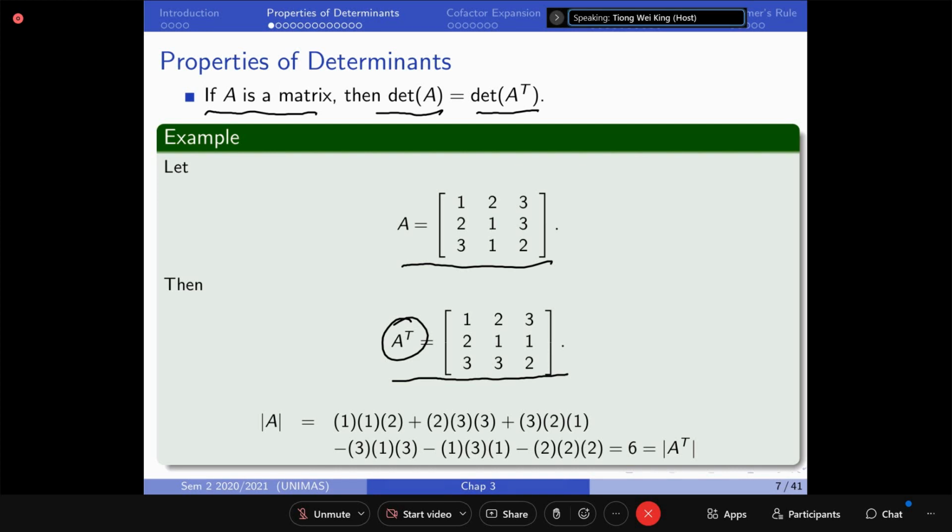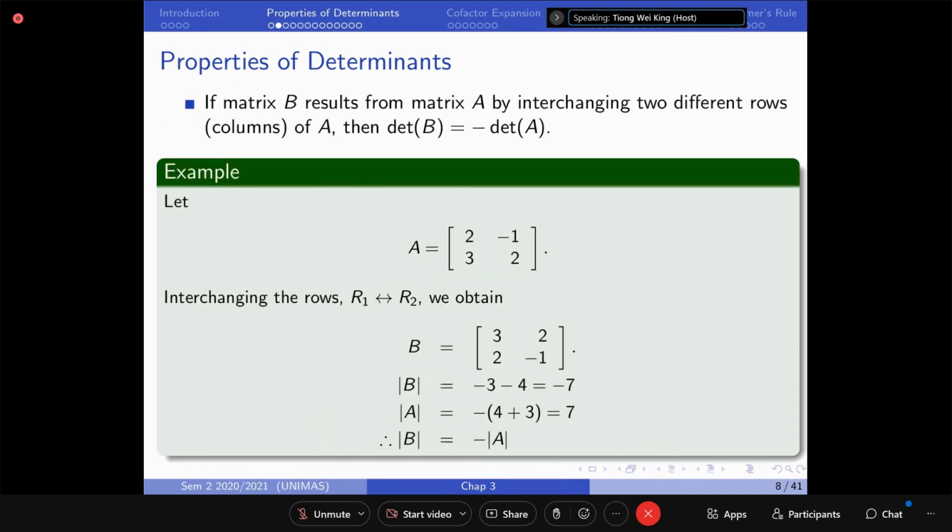Either way. If you calculate the determinant, you can go home and check for yourself. The determinant of A is 6, and it's the same as the determinant of A transpose, because if you look at it closer, these two are the same matrix, so you have the same determinant. That's the first property.